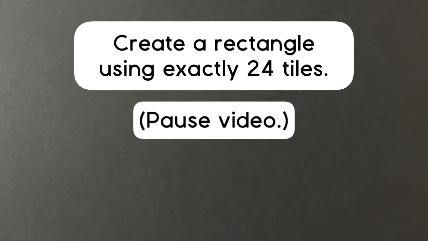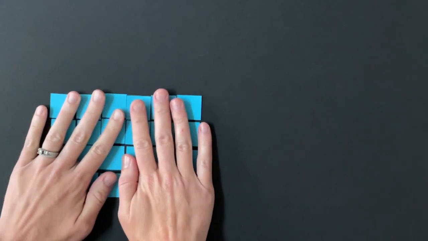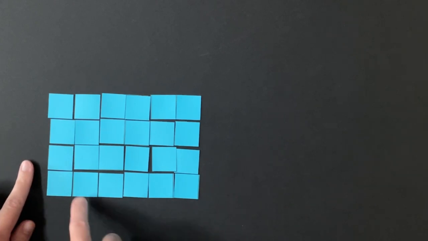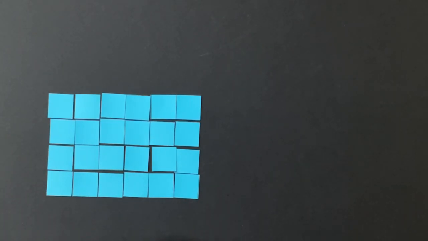Okay, now I want you to try to arrange 24 unit tiles into a rectangle. Pause here, and then I'll show you what I did. Here's the rectangle I created. It has 4 rows and 6 columns. So compare that to your rectangle. What do our rectangles have in common? What is different about them? What other dimensions would work?